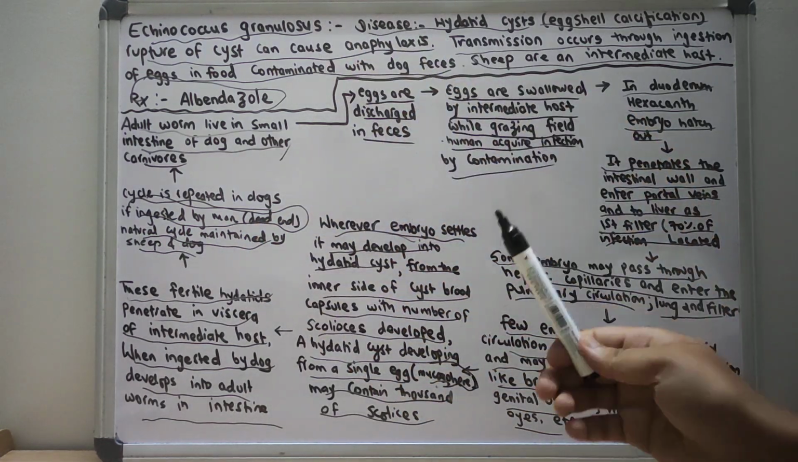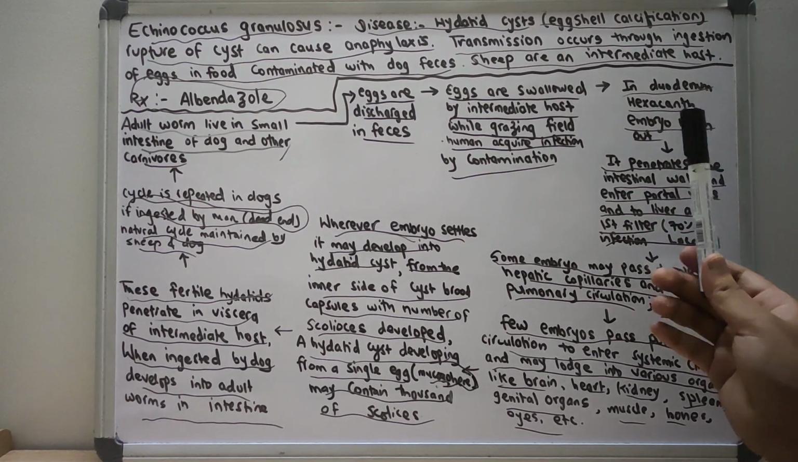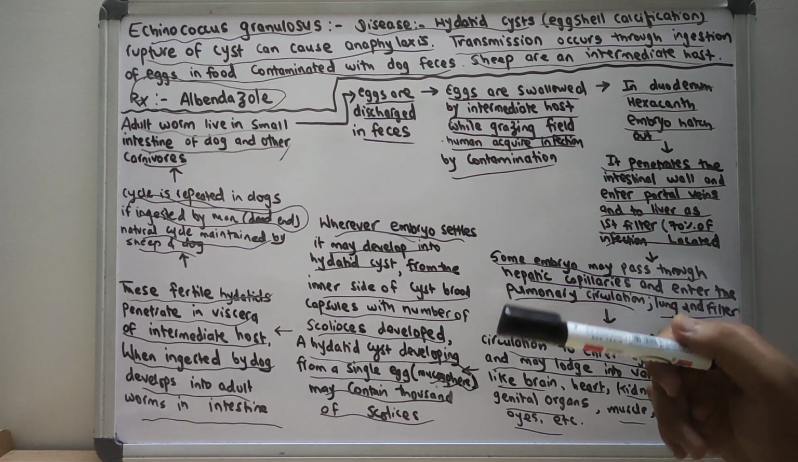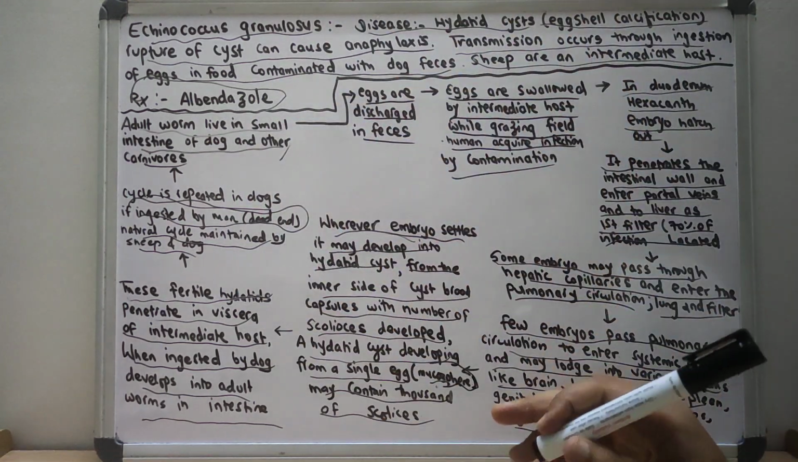So again, the adult worm is in small intestine, the eggs are passed, and again they are ingested in the duodenum. The hexacanth embryo hatches, it penetrates intestinal wall, and again the whole life cycle occurs.